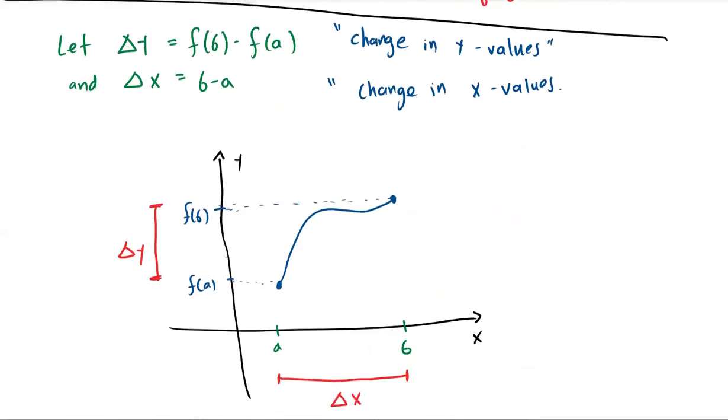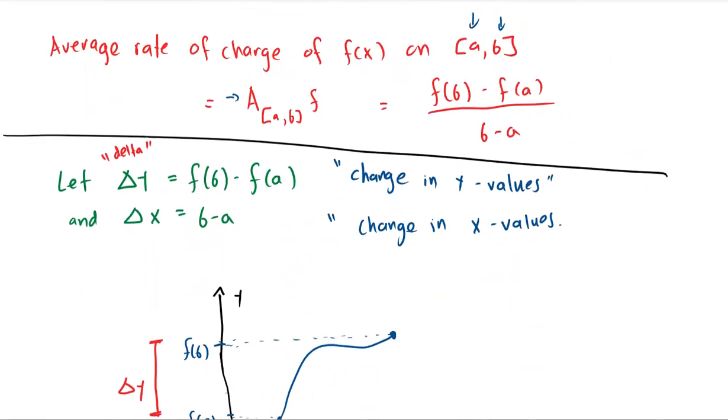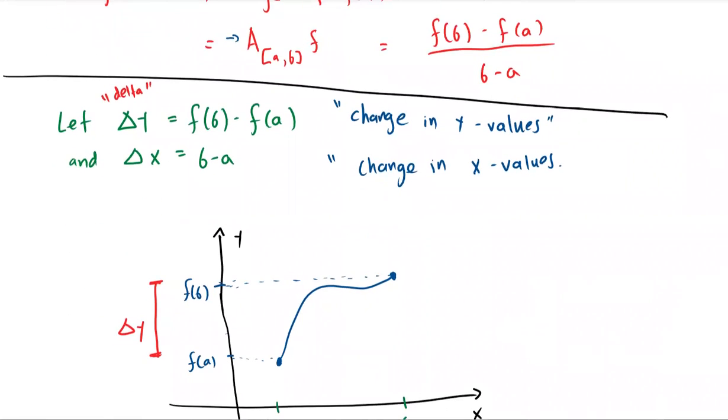You can see more easily what exactly is going on if we actually graph things. So first, let me introduce some symbols here. Let triangle y, so I call it a triangle, but this symbol is called delta. It's the Greek letter delta. So let delta y be equal to f of b minus f of a in the definition above, and delta x be equal to b minus a.